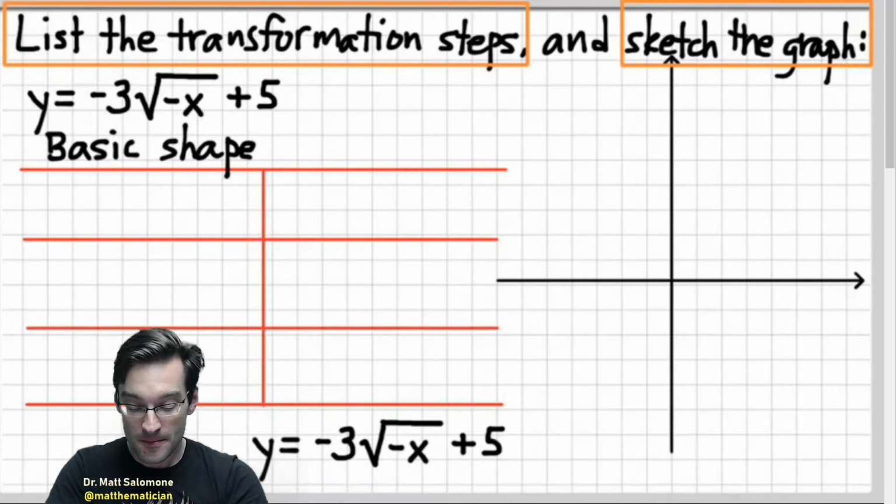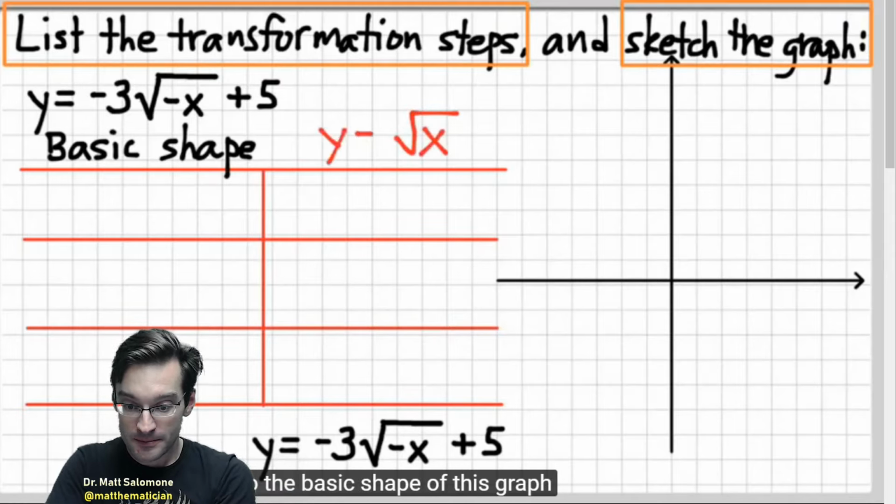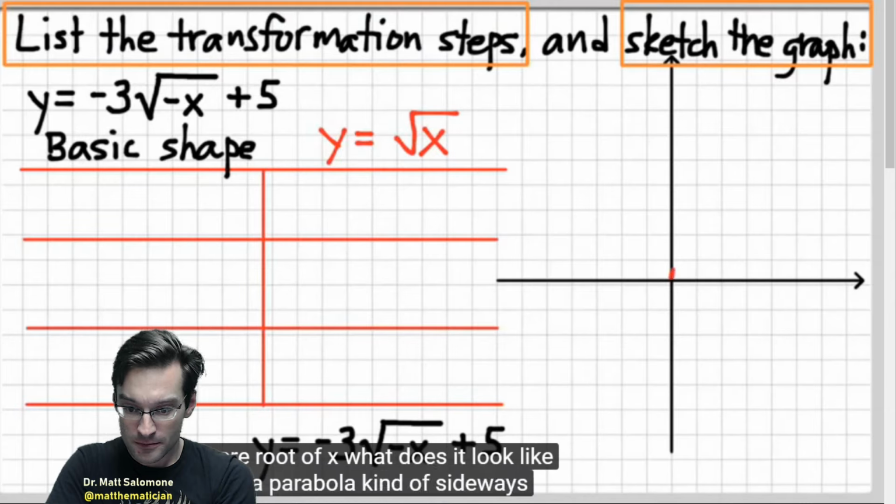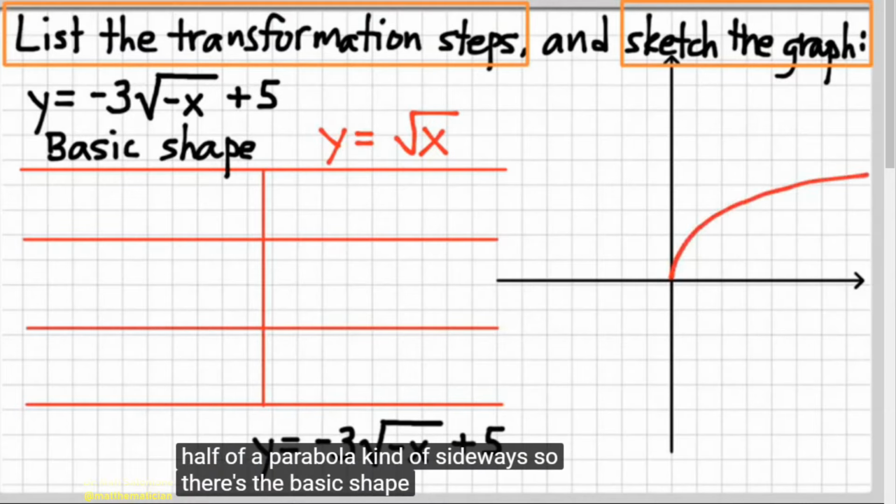Right? So the basic shape of this graph is going to be the shape of the graph y equals the square root of x. And what is the shape of the graph y equals the square root of x? What does it look like? It's half of a parabola, kind of sideways. So there's the basic shape that our graph is going to be built upon.